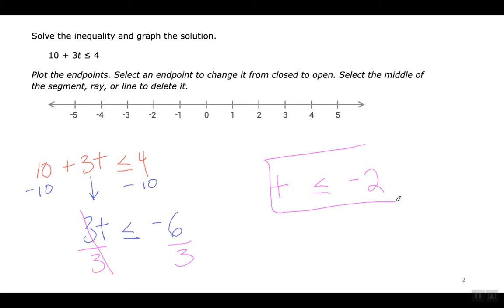That's my answer, and I also have to graph it. So here's negative 2. Now the line on the bottom means that it could be equal to negative 2, so I'm going to shade it in. And t represents a number. We do not know what it is, but the number could be less than negative 2 or equal to negative 2. All the numbers less than negative 2 are to the left. So there's my graph.